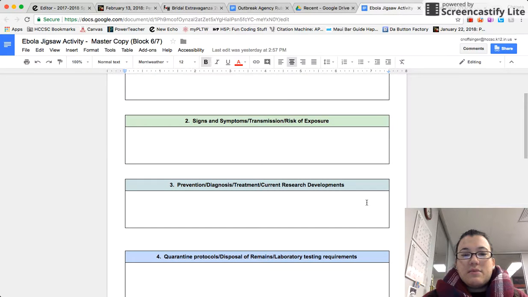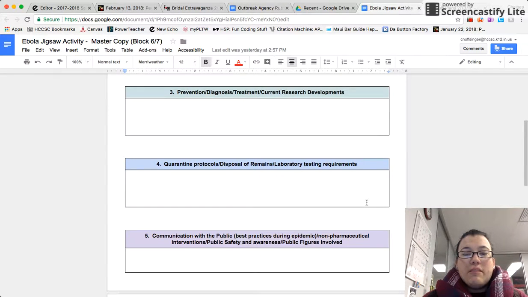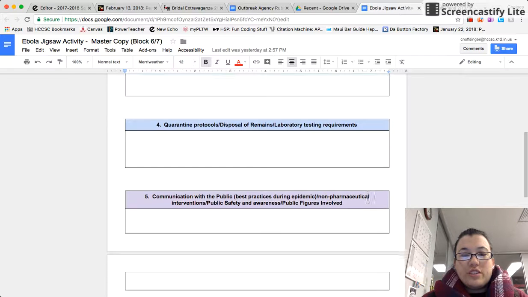The second one, signs, symptoms, transmission, and risk of exposure. This is all related to Ebola. So what are the signs and symptoms? How is it transmitted? What's your risk of exposure? I want more than just the basic level. I want you to be looking at specifics of all of those things. Third, prevention, diagnosis, treatment, and current research. So what are best practices to make sure people don't transmit it to one another? How is it diagnosed specifically? What are the current treatment and current research developments, so anything that they may be doing to try to research within this area?